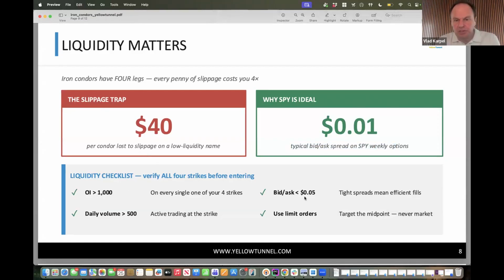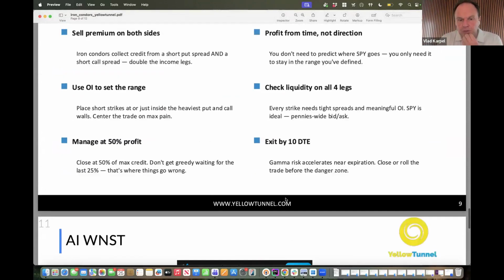And a very important consideration, right? Use limit orders, try to target the midpoint. If the natural bid and natural ask are apart, you can always walk the limit, but you start at the midpoint to get a better execution price. Execution price is extremely important when you trade iron condor. And you want open interest over 1,000, daily volume over 500. Those are very key points you want to consider.